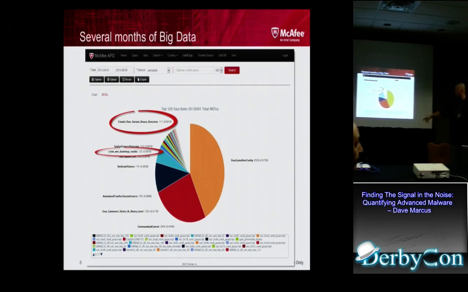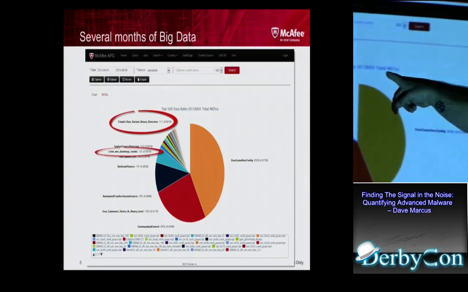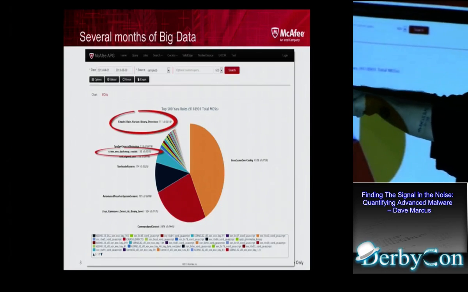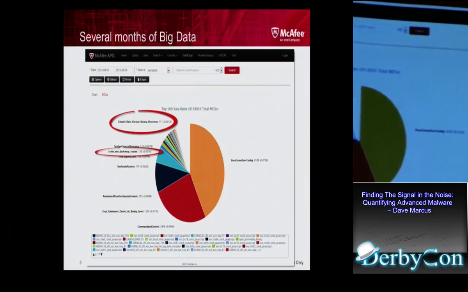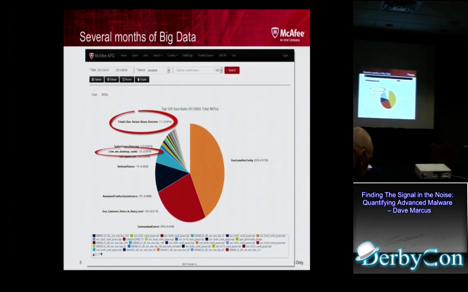But look at the numbers on this. That's 111 out of just shy of 10 million samples. All right? Talk about needles and haystacks, right? But we replicated these, and they actually are brand new Citadel variants that we had never seen before. Very specific campaigns against very specific financial targets.